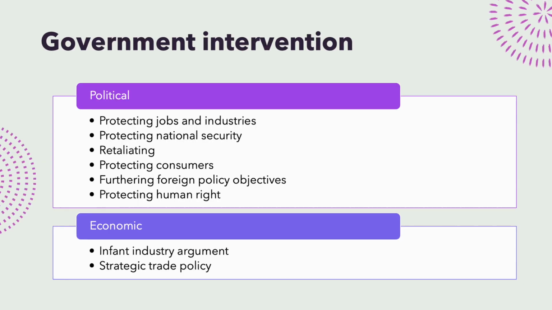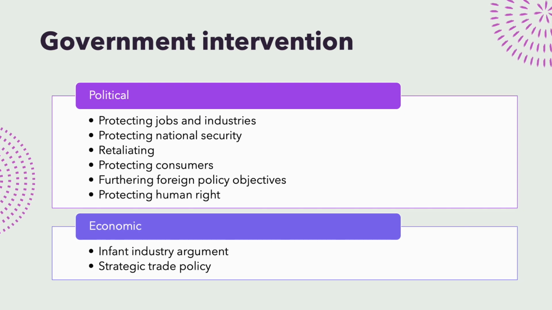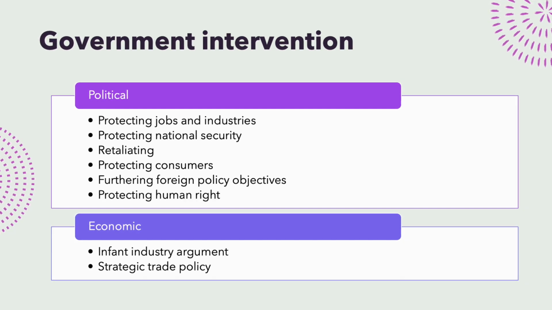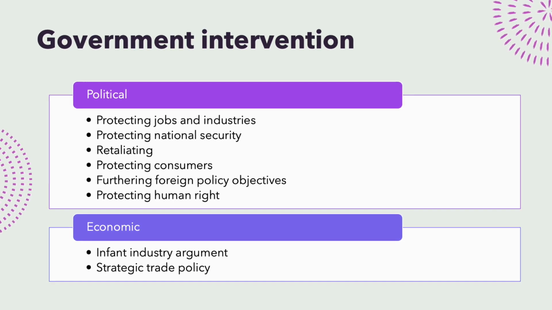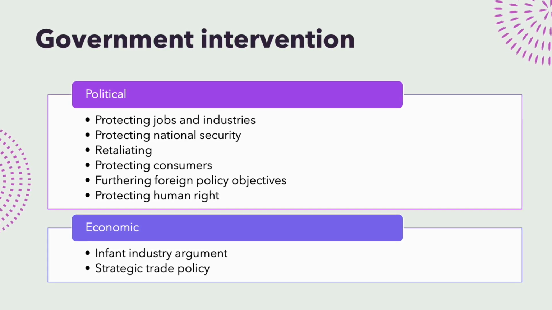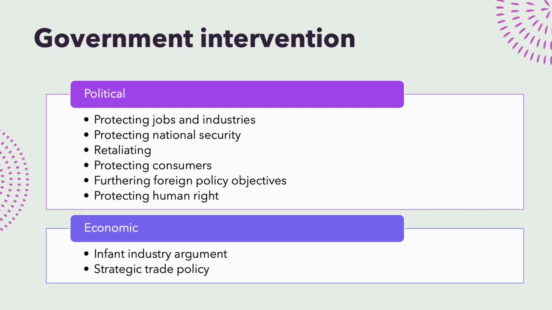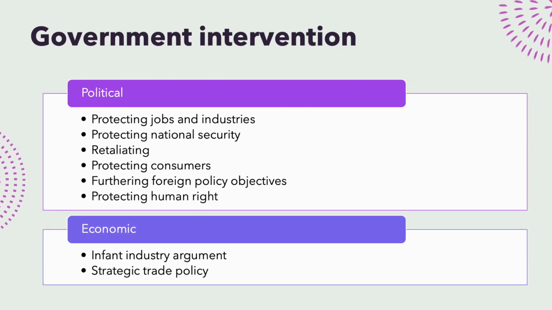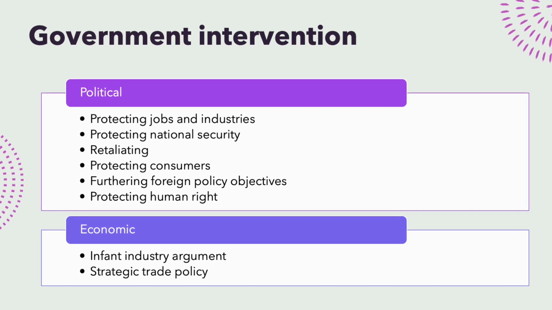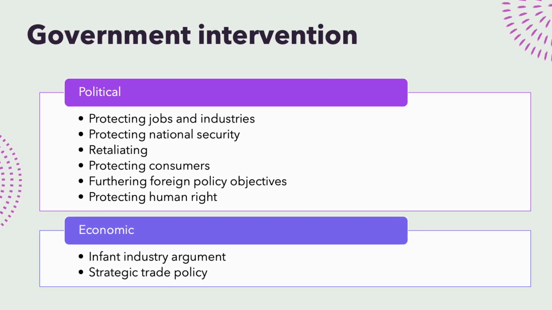Government intervention takes 2 paths. 1. Political, which is concerned with protecting the interest of certain groups in a nation. 2. Economic, which is about boosting the overall wealth of a nation. Some political arguments for intervention are protecting jobs and industries, protecting national security, retaliating, protecting consumers, furthering foreign policy objectives, protecting human rights. And some economic arguments for intervention.